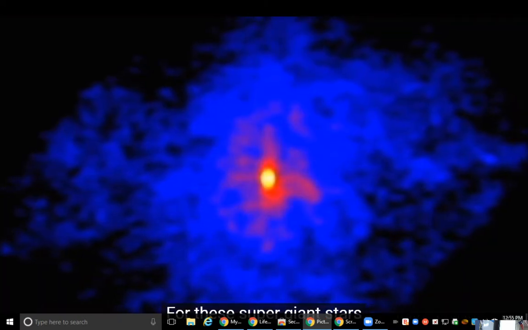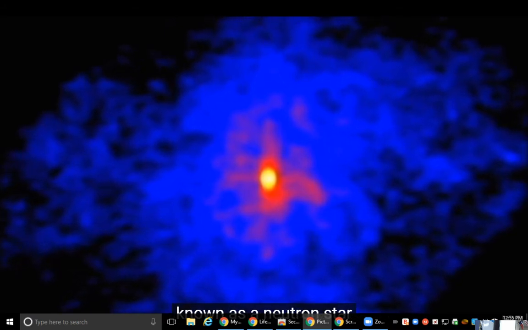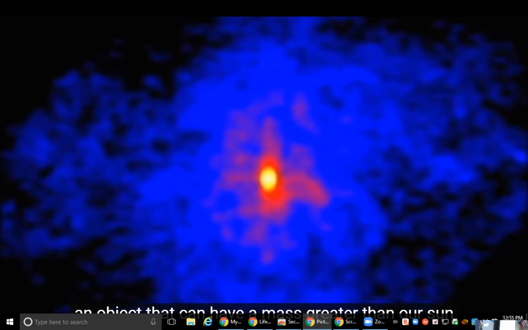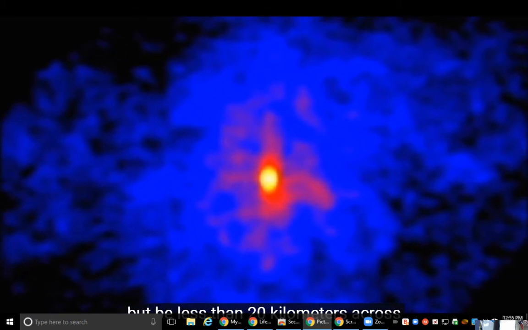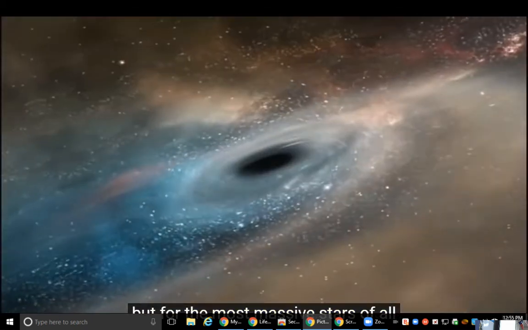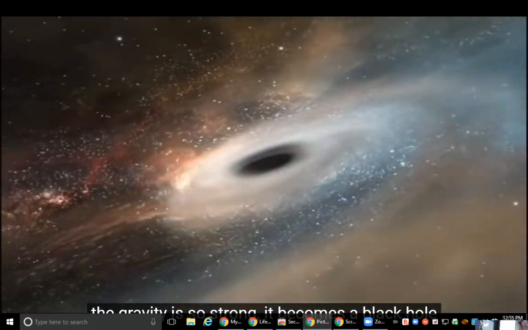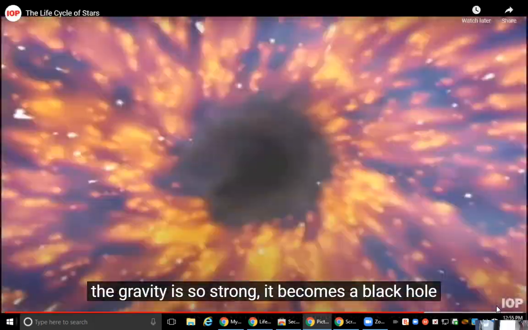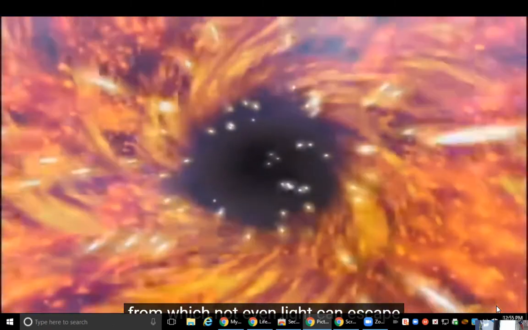For these supergiant stars, all that is left is the super-dense core, known as a neutron star, an object that can have a mass greater than our Sun but be less than 20 kilometers across. But for the most massive stars of all, we think when the core collapses, the gravity is so strong it becomes a black hole from which not even light can escape.